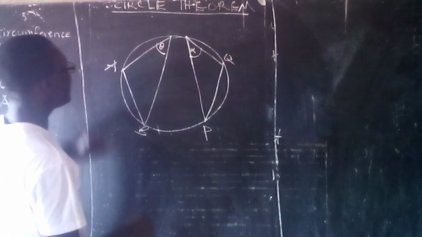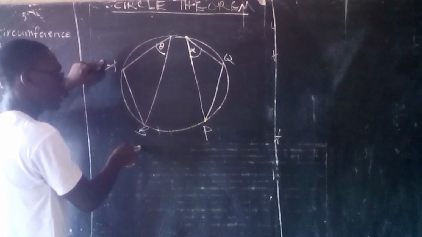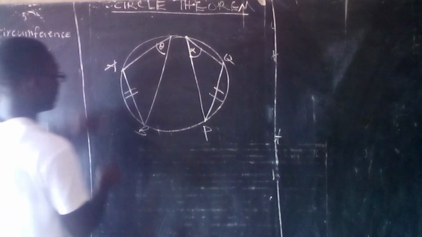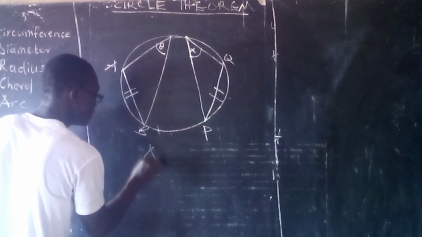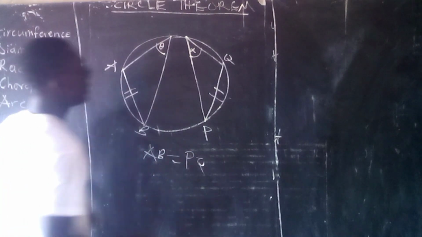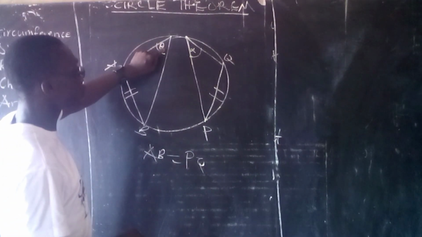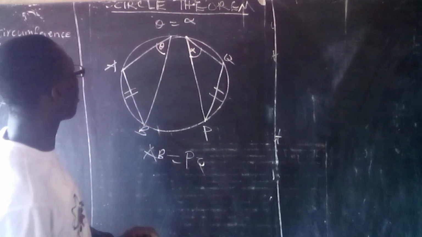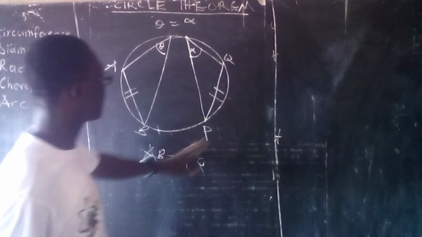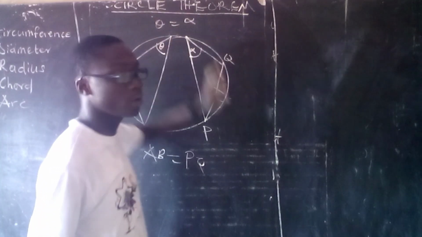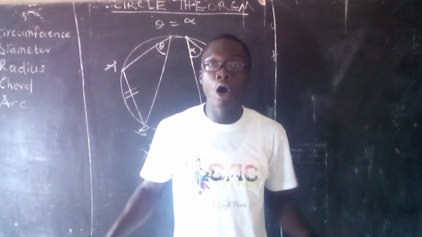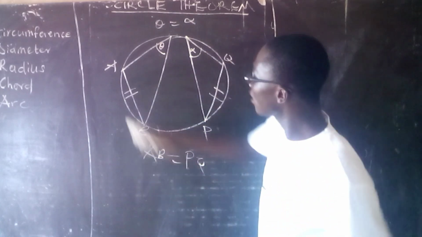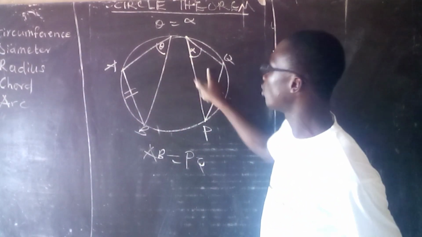We are saying that if the chord AB is equal to the chord PQ, then the angle theta is also equal to the angle alpha. Then theta is equal to alpha. If the chord AB is equal to PQ, then theta is equal to alpha because they are equal chords and they all subtend angle to the circumference of the circle. So if the chords are equal, then their angles are also equal.